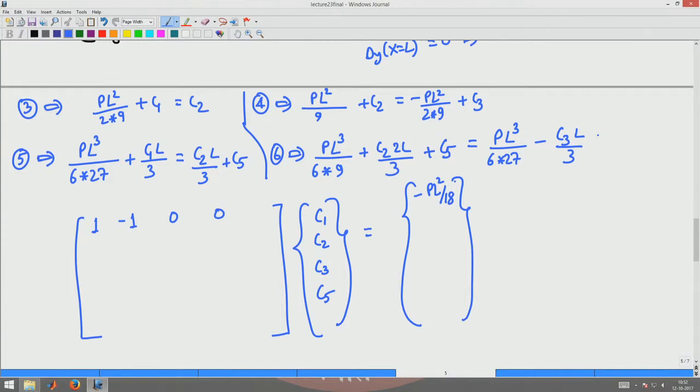Now, equation 4 gives me that the coefficient of C1 is 0. I bring C3 to the side of C2.